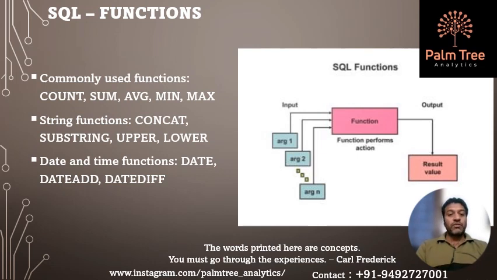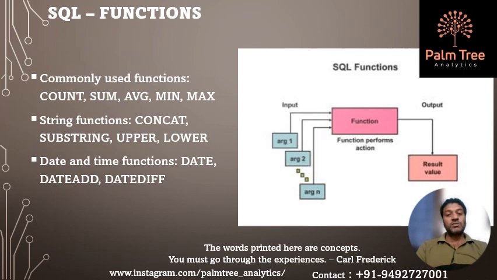Common aggregate functions. Functions like count, sum, average, min, and max allow us to perform calculations on a set of values. For instance, count returns the number of rows in a group, while sum calculates the total of a numeric column. Then string functions.